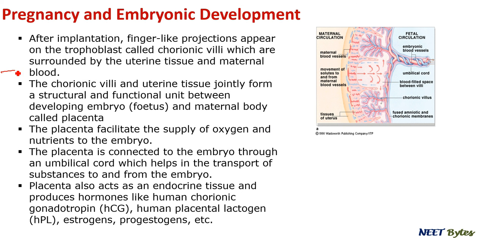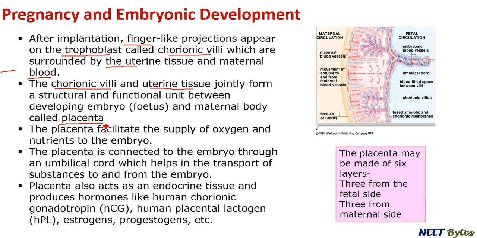Now finally, after implantation, what will happen? Finger-like projections appear on the trophoblast, called chorionic villi, which are surrounded by uterine tissue and maternal blood. The chorionic villi and uterine tissue jointly form a structural and functional unit between the developing embryo and maternal body, which we call the placenta. Placenta is made up of as many as 6 layers, 3 from the fetal side and 3 from the maternal side.